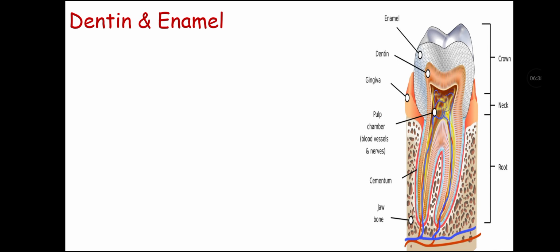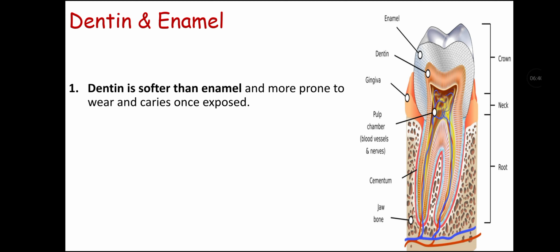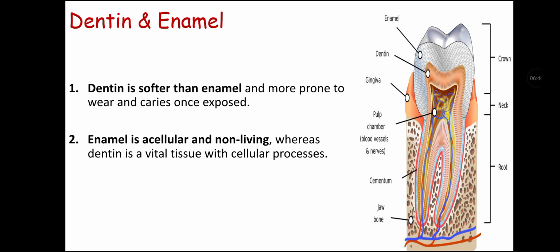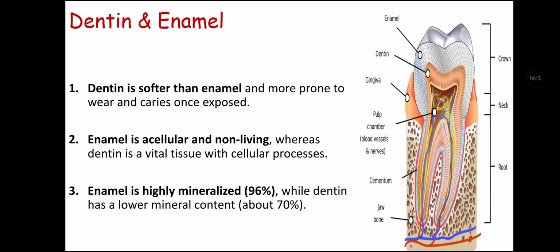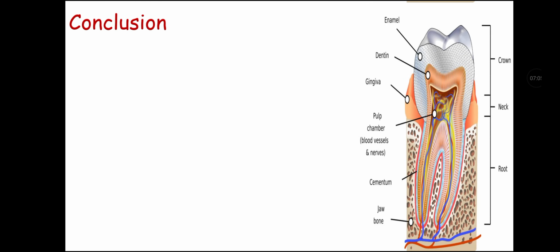Now let's talk about dentin versus enamel. Dentin is softer than enamel and more prone to wear and caries when exposed. Second, enamel is acellular and non-living, while dentin is vital tissue with cellular processes. Third, enamel is highly mineralized. It has about 96% of mineral content, while dentin has a lower mineral content as compared to enamel, that is about 70% of mineral content.